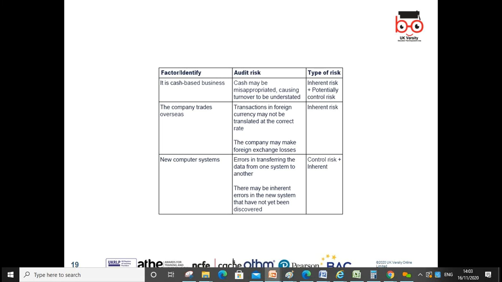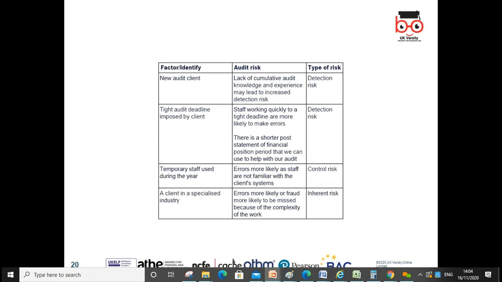Yes. Complete trade overseas. The transaction in the foreign currency may not be translated at the correct rate. Yes, there are different rates at different times of the year. Maybe you under- or overestimate your rates for the sake of your own profit. New computer system, maybe you have data not reflecting properly. Yes, control risk and inherent risk.